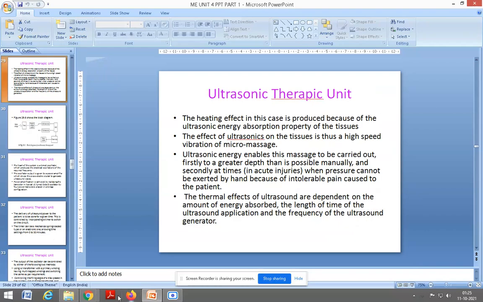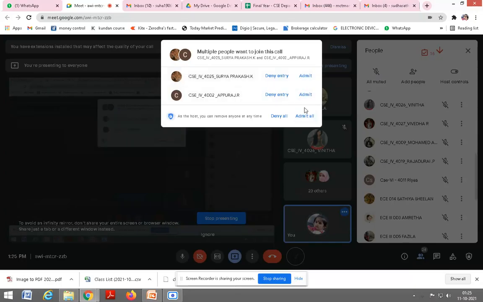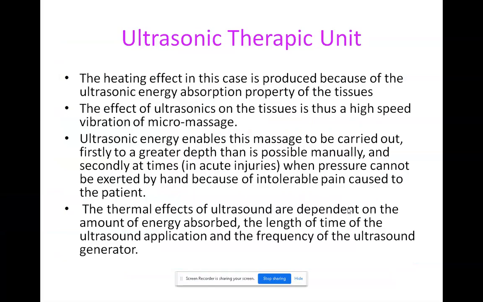So next topic, ultrasonic therapeutic system. So here the ultrasonic therapeutic unit is one of the diathermy units. So diathermy is nothing but heating, applying heat to the particular part of the body which has to be treated. Okay, that is diathermy.